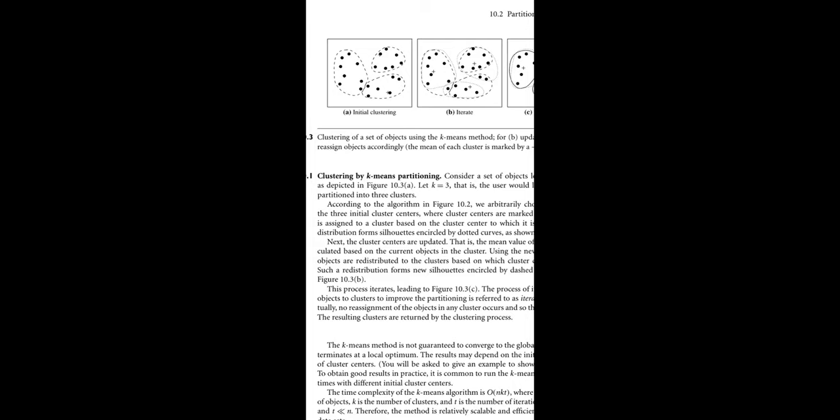In partition methods, we have to use two types of techniques. One is the K-means centroid based technique, and the second one is K-medoids. K-medoids is a representation of object based technique. These are the two types of techniques we have to use here in partition methods.